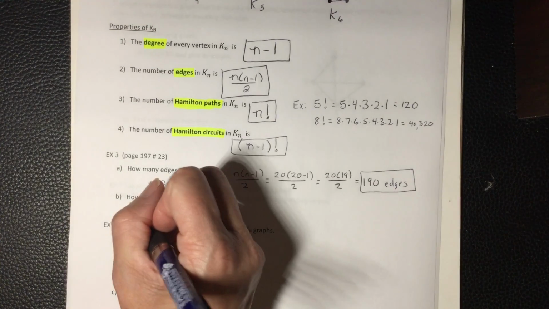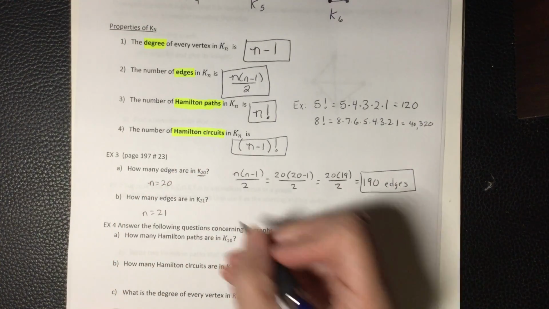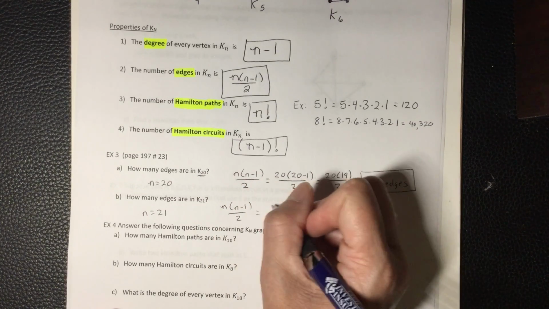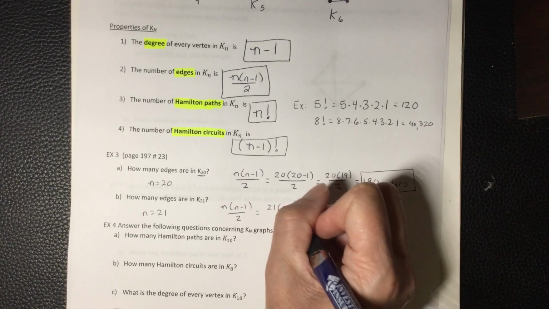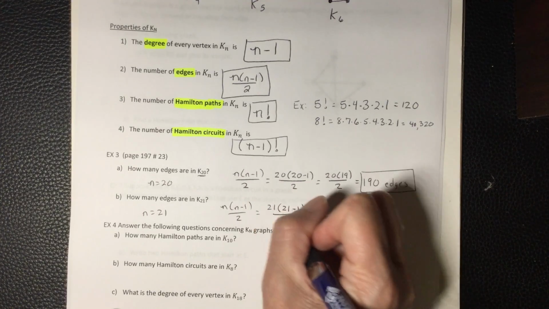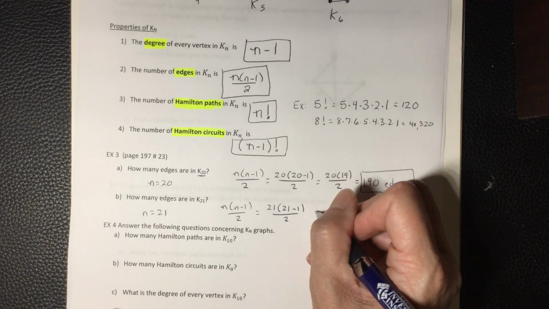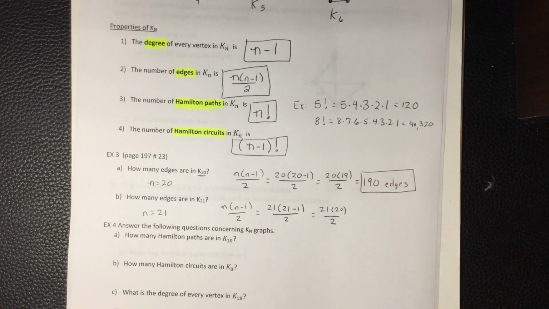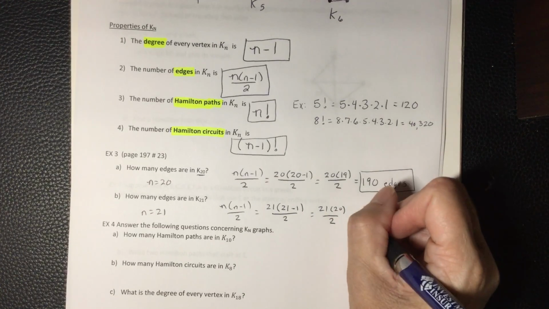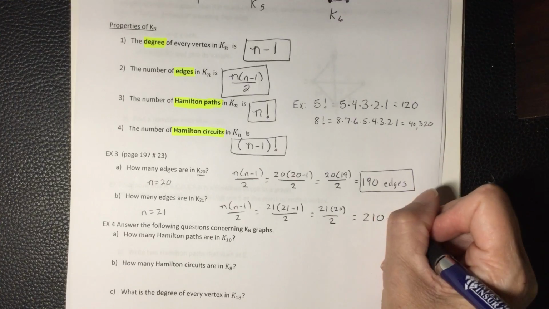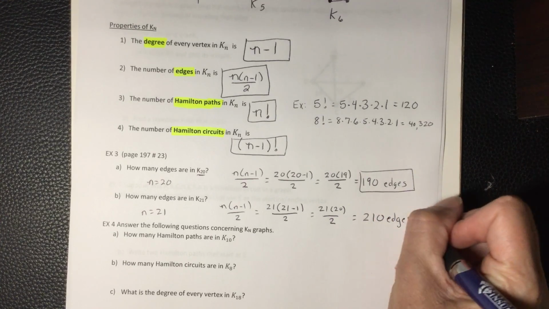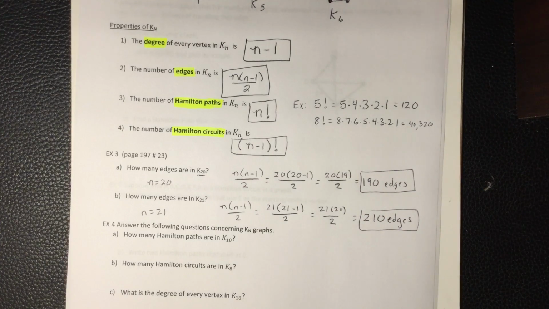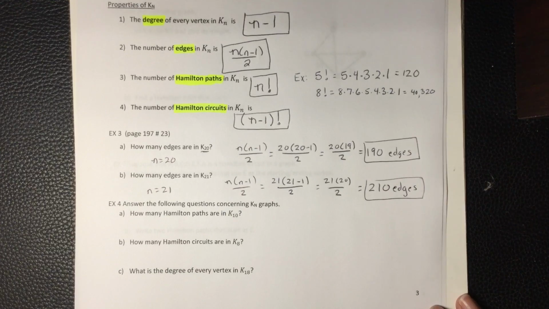So if we just bump it up to 21, we just add one more vertex. We're still doing number of edges, so n times n minus 1 over 2. But this time everywhere we have an n, we're putting a 21. So we end up with 21 times 20 divided by 2. And if you work that out in your calculator, it turns out to be 210 edges. So just by adding a single vertex, you can see we added 20 more edges there. All right, so here's a few more.